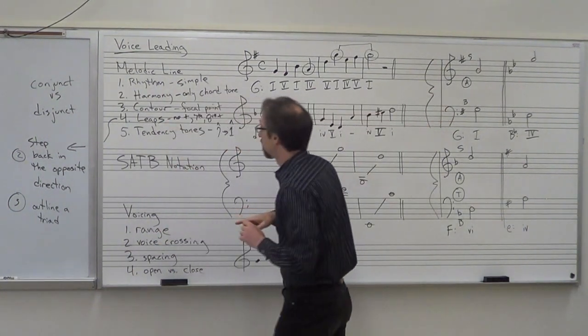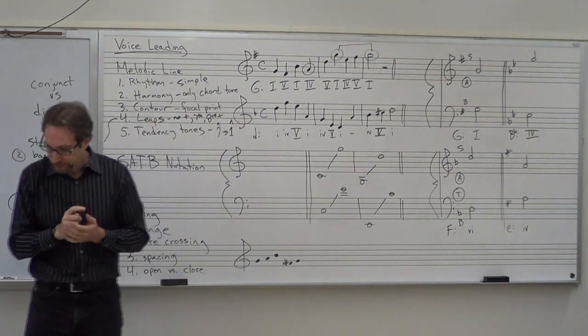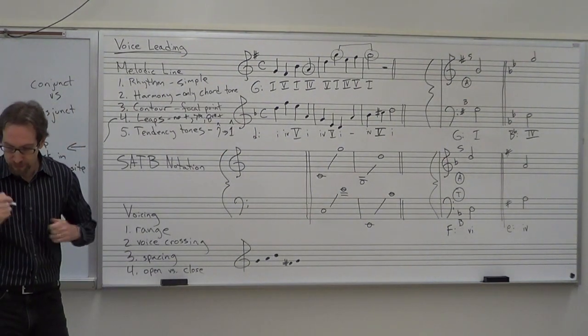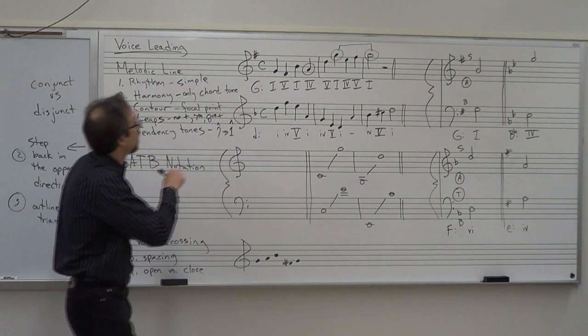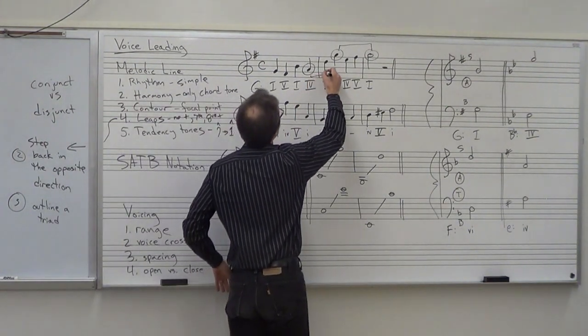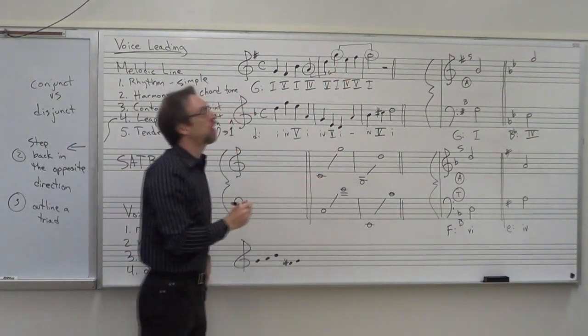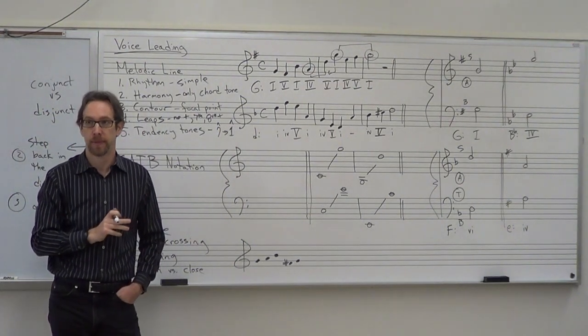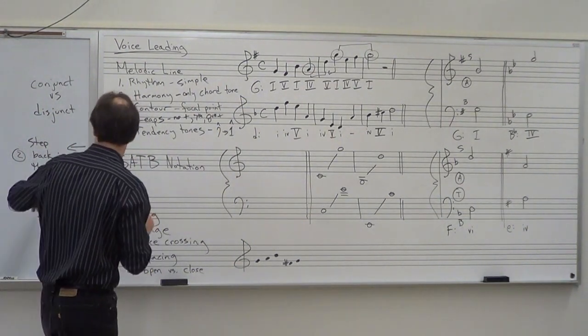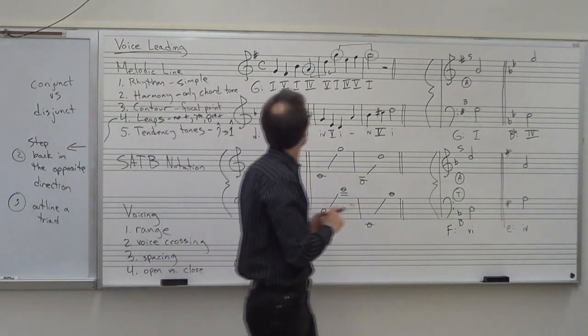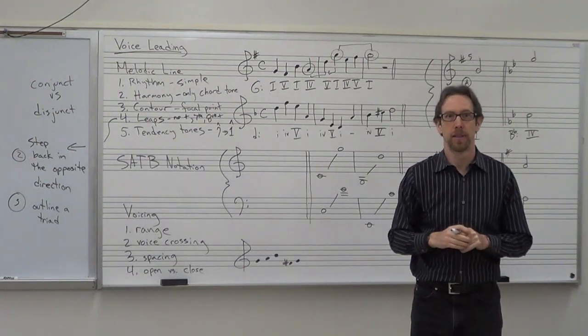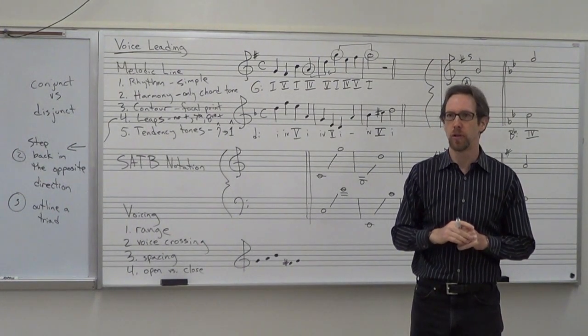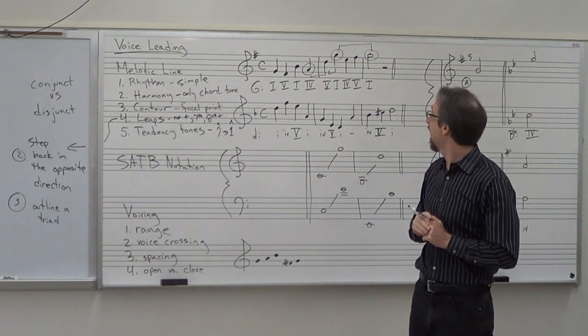Then, in terms of leaps, here we have a leap and a leap. 2 leaps in a row. Do they outline a triad? They do not. So those are awkward to the human ear. A, D, G.